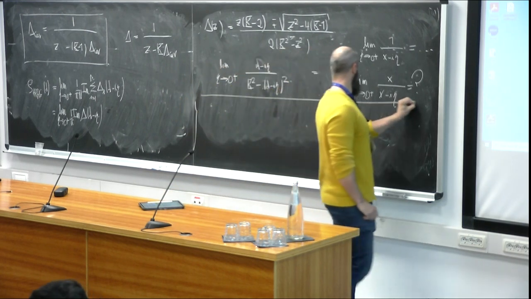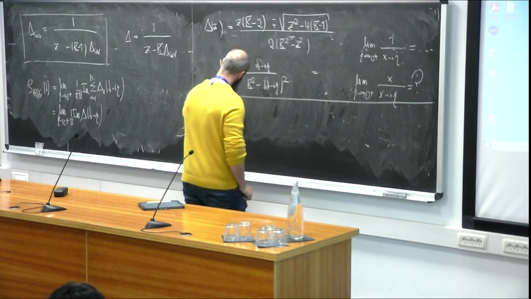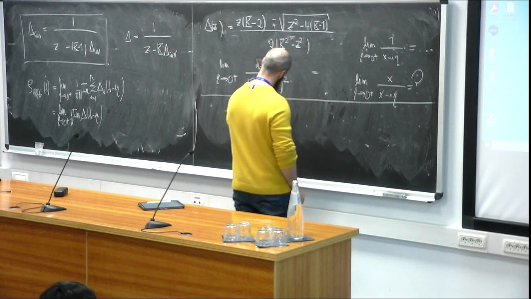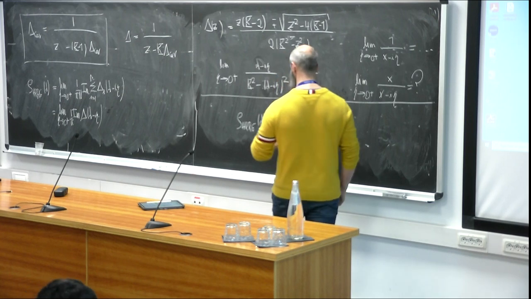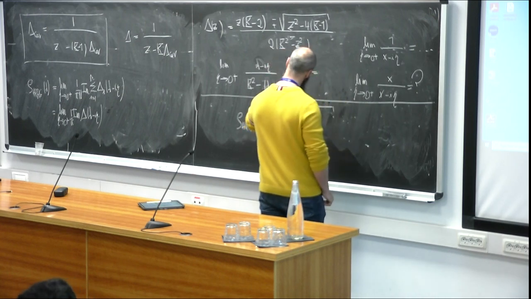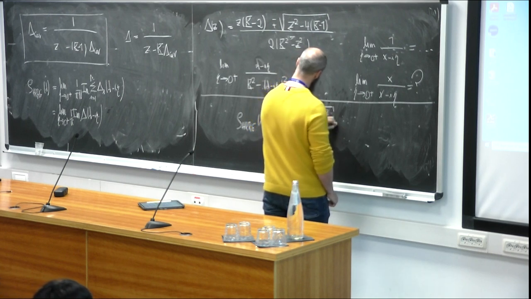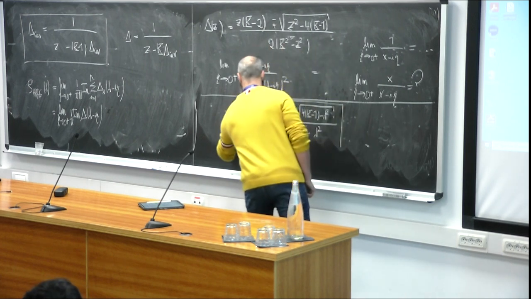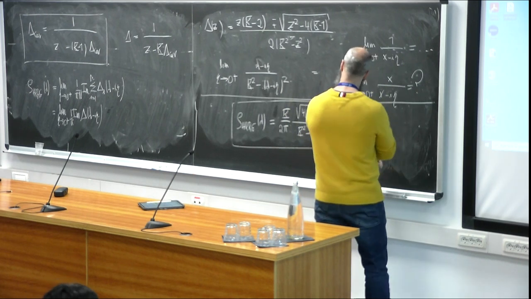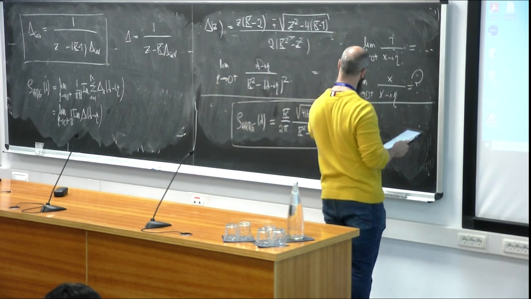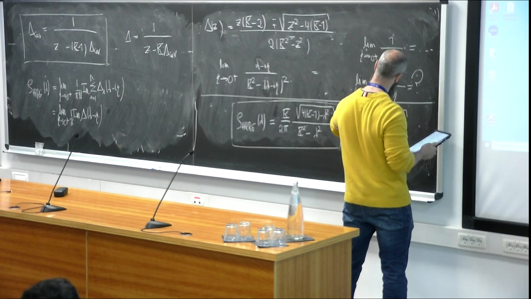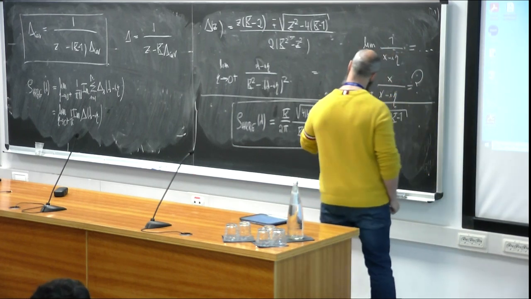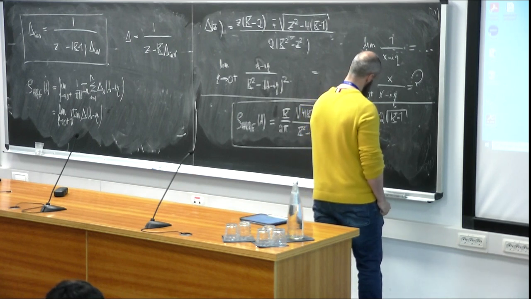So the final result is that the spectral density for homogeneous random regular graphs is equal to k divided by 2 pi times the square root of 4(k minus 1) minus lambda squared, divided by k squared minus lambda squared. And this is for the absolute value of lambda smaller or equal than twice the square root of k minus 1. And this has a name. It's called the Kesten-McKay distribution.